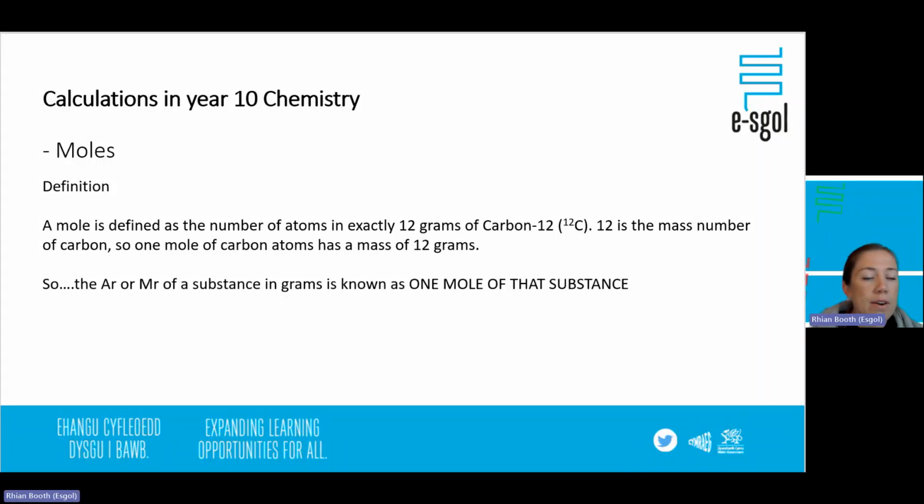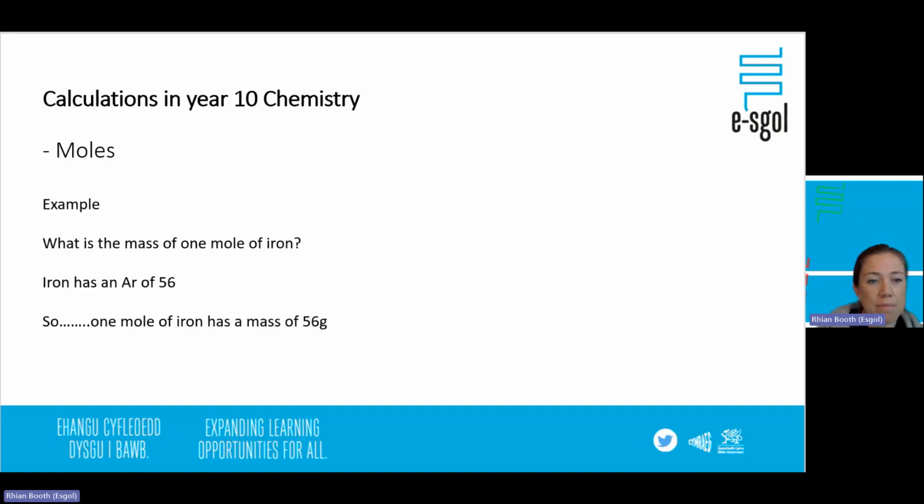Okay, so the AR or MR of a substance in grams is known as 1 mole of that substance. Okay, so that is a little bit clearer. Let's have a look at an example of what we mean. If I was to ask you, what is the mass of 1 mole of iron? Well, you would look at the AR of iron, which is 56, and therefore you can say 1 mole of iron has a mass of 56 grams. Okay, so that's what that means.